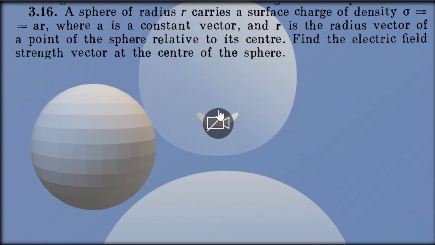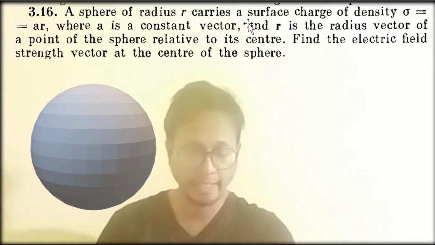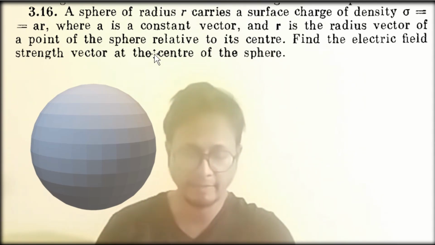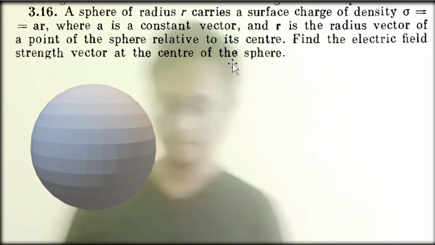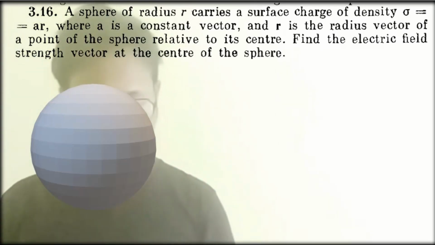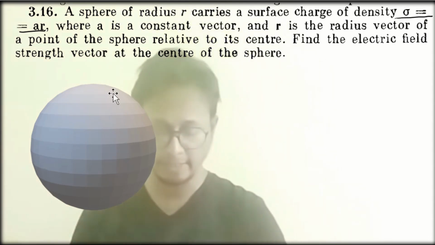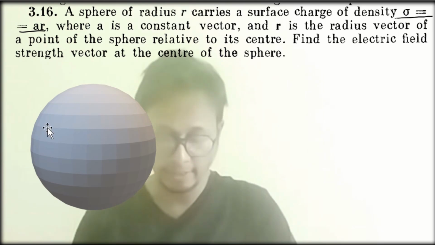Now see this question. A sphere of radius r carries a surface charge density sigma equals a dot r, where a is a constant vector and r is the radius vector of a point on the sphere relative to its center. Find the electric field strength vector at the center of the sphere. So what the question is asking is, charge density is given by sigma equals a dot r. So charges are distributed out here. Due to the distribution of these charges, I have to find the electric field at the center of the sphere.